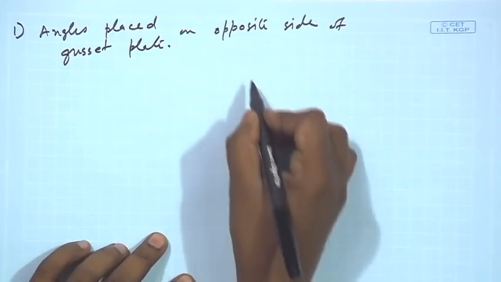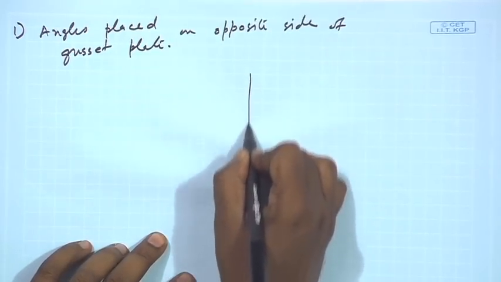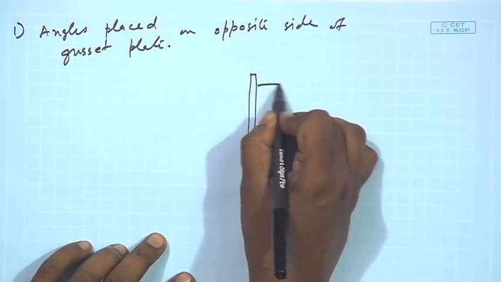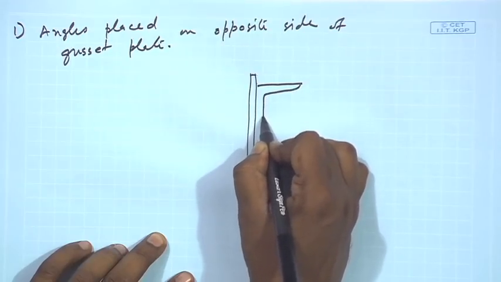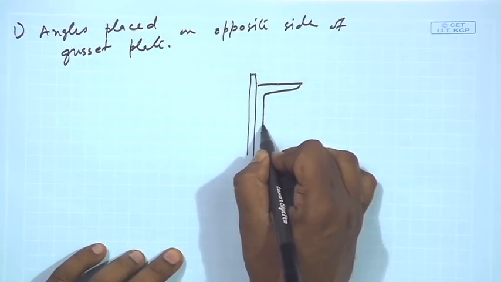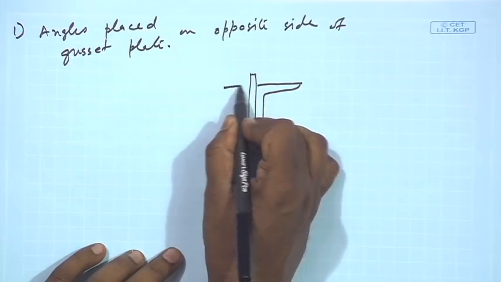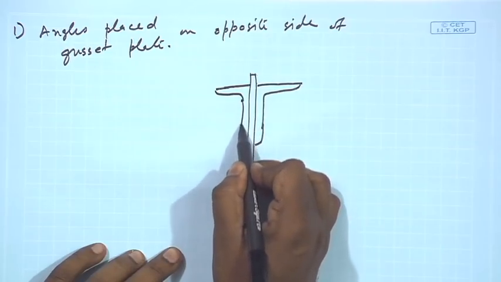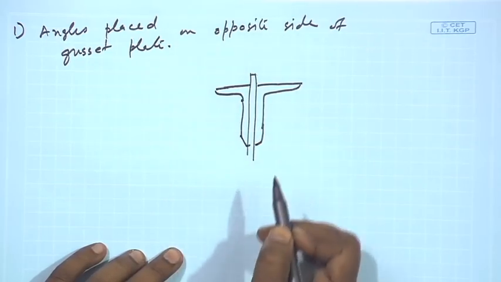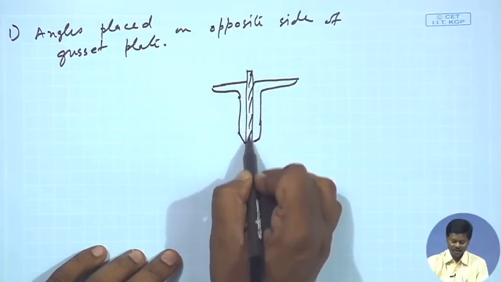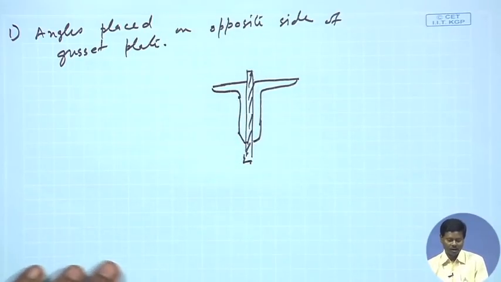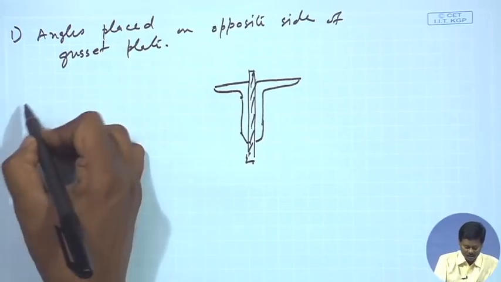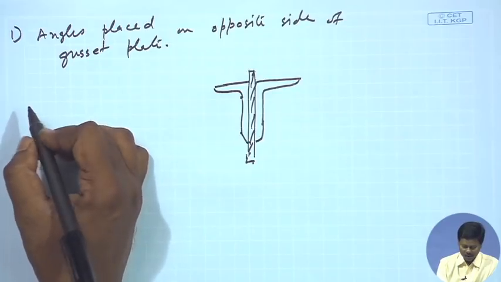That means, we can consider that a gusset plate is there, and on its opposite side one angle is placed with its longer leg, and another angle of the same size is placed on the other side. So, this will be the arrangement, this is the gusset plate, right. Now, we have to find out the combined properties, like the area of the double angle.